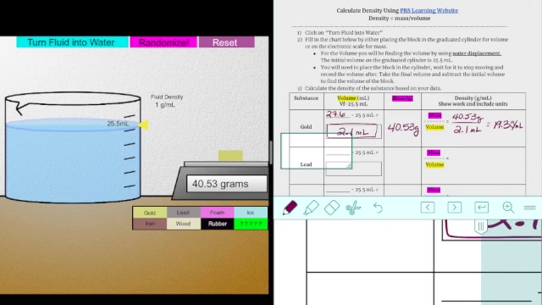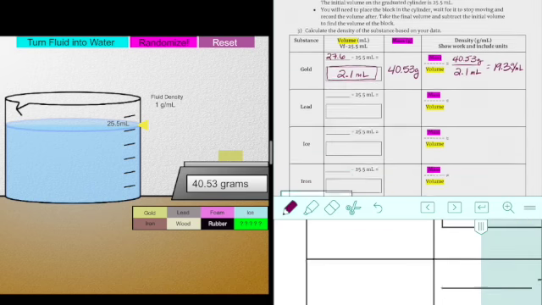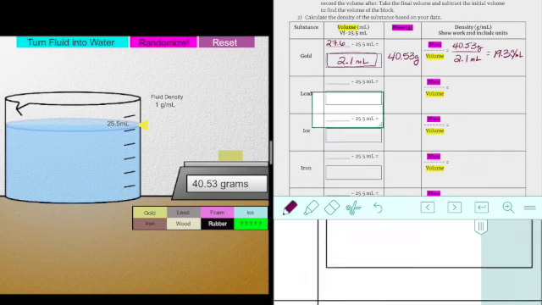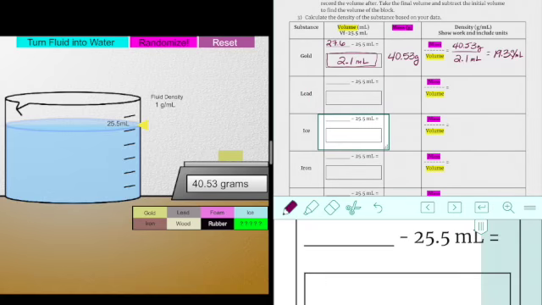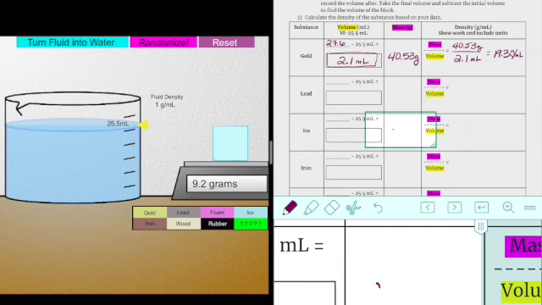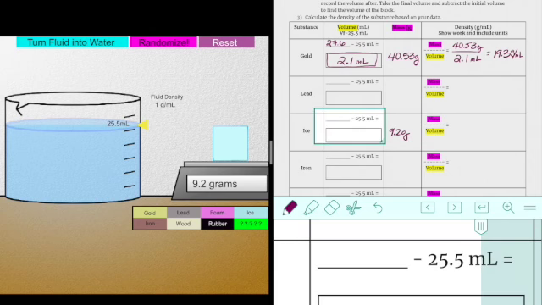All right, let's move down to ice. Don't forget to go back up and do lead, but let's do ice right now, because I want to do one substance that sinks and one substance that floats. When we select it, we're on the balance, so let's write down 9.2 grams for mass. Then let's put it in the water. Now ice floats, so when we put it in the water, we want to make sure that we get the volume before it comes back up to the surface. Let's drop it in.